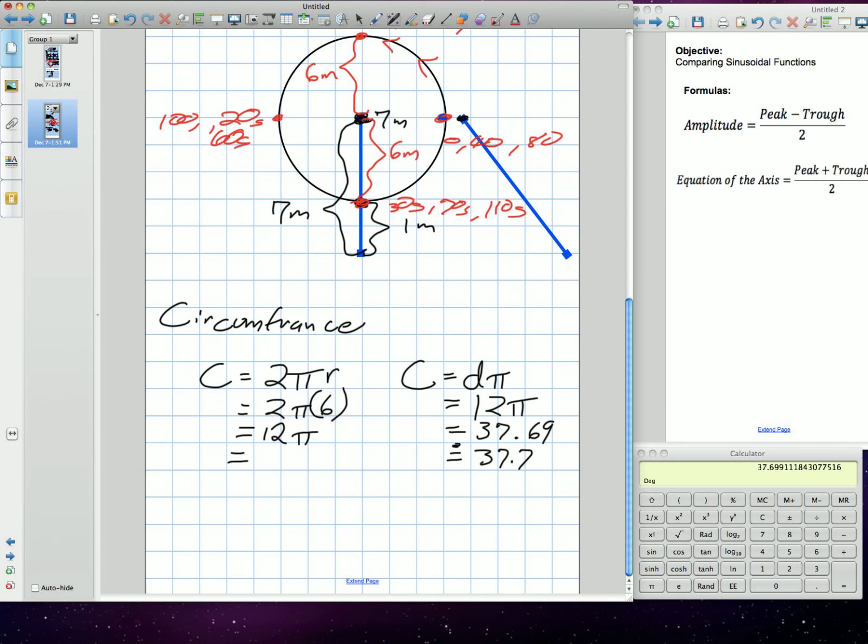Now, here is how we find the speed. To find the speed of this object, we have to figure out how far it is all the way around, which we just did. So distance divided by time. You guys probably would have done something like this in science. Speed, those little triangles they made. Our distance is 37.7, and the amount of time it takes to cover that distance is 40 seconds.